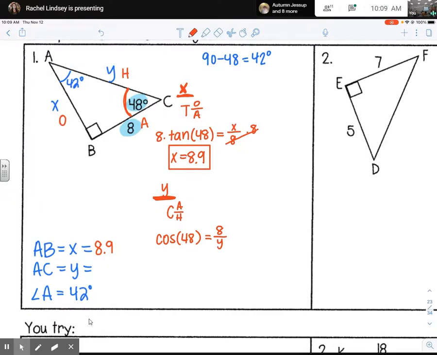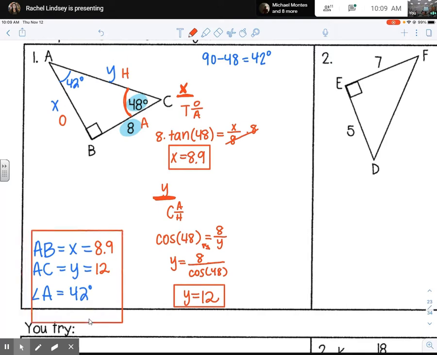Since Y is on the bottom, what do I need to do with Y and cosine? Flip them. Y equals 8 over cosine 48. 11.9. Yeah, we'll round up to 12. Those would be our answers, right?